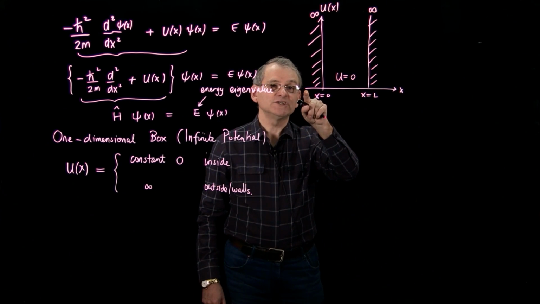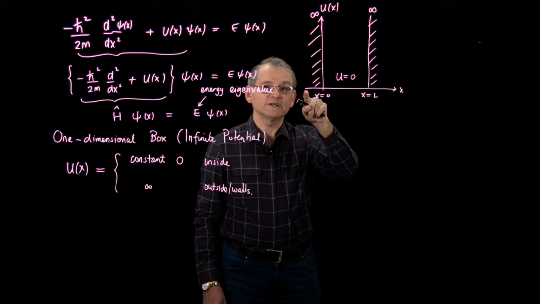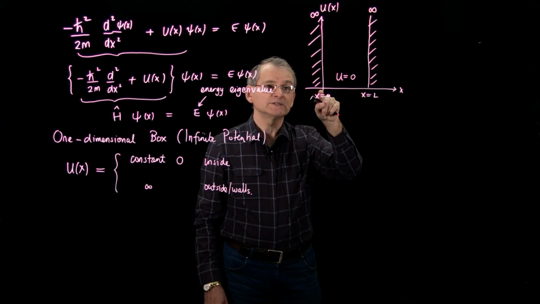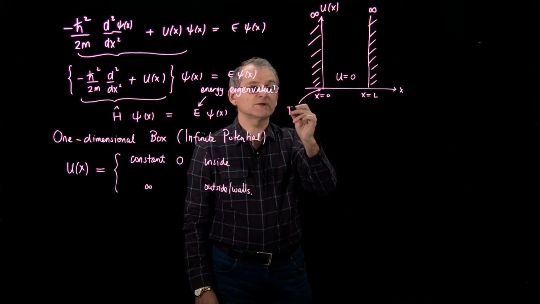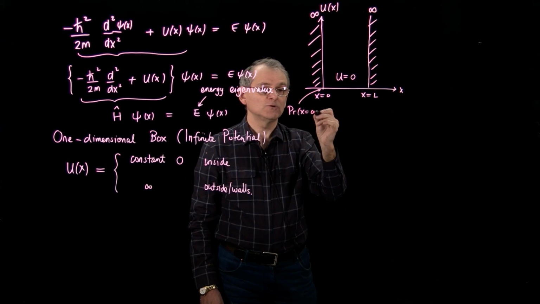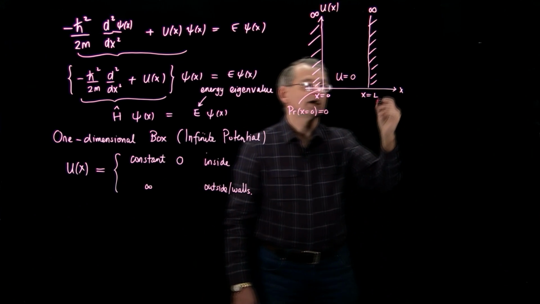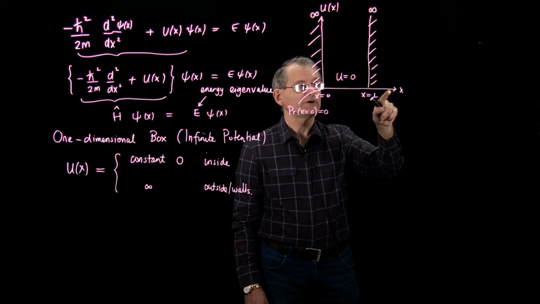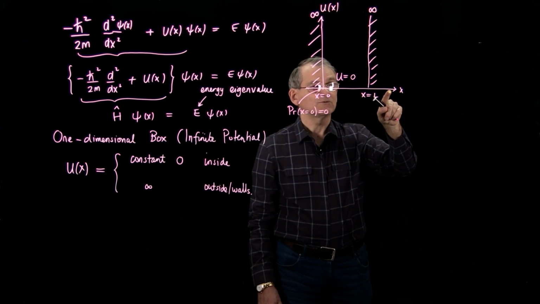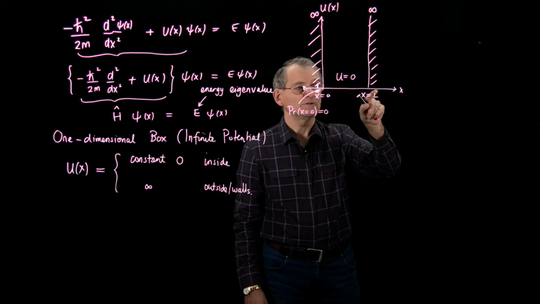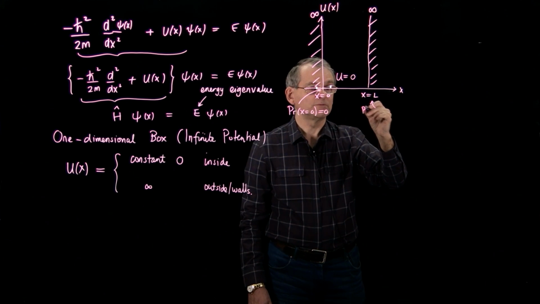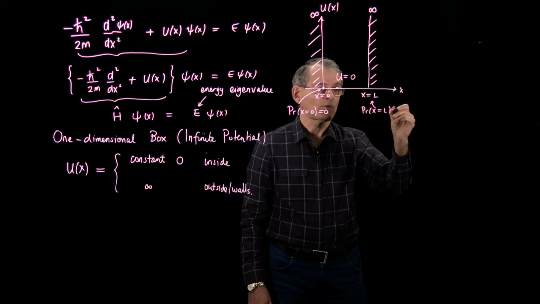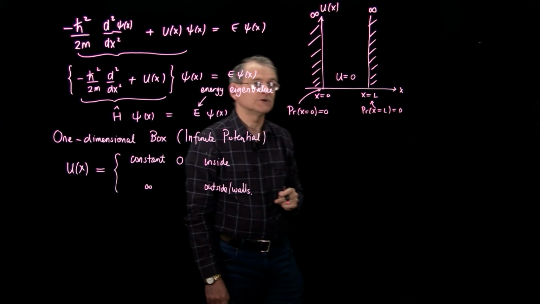Because the wave function is continuous, if there's 0 probability of finding it here, as I move closer to x equals 0, then continuity requires that actually on the walls of the box, the probability of finding the particle at x equals 0 must be 0. And likewise here, if there's 0 probability of finding the particle beyond x equals L, continuity of the wave function means that at x equals L, the probability of finding the particle on the wall is 0.